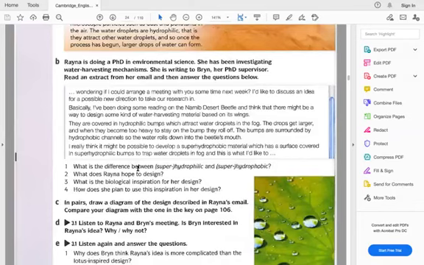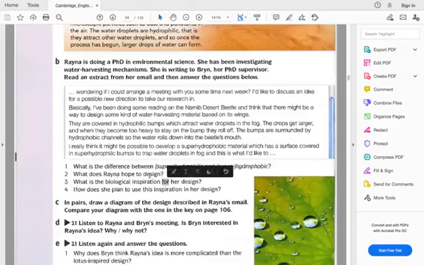What is the difference between super hydrophilic and super hydrophobic? We said that hydrophilic means a material that attracts water، مادة بتجذب المية. And hydrophobic means a material that repels water، مادة بتعمل إيه؟ بتنفر المية، alright؟ أو ما بتمتصهاش.